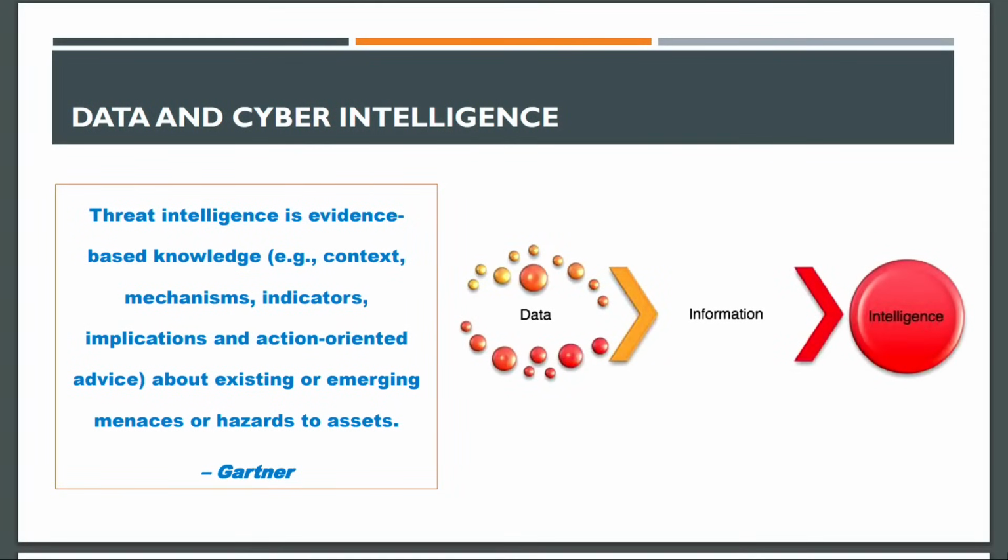So we have seen that it's evidence-based knowledge, evidence-based information which contains context, indicators, implications, everything, and accordingly we have to use that information or intelligence so we can do prevention, we can take some action from the advisory perspective in this regard. So this entire flow is talking about the cycle of cyber threat intelligence.